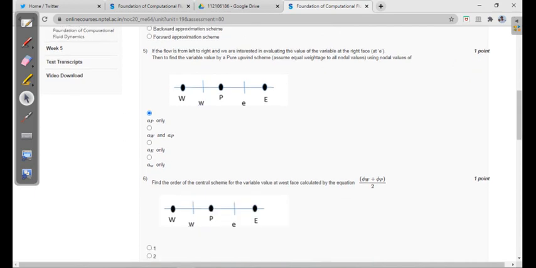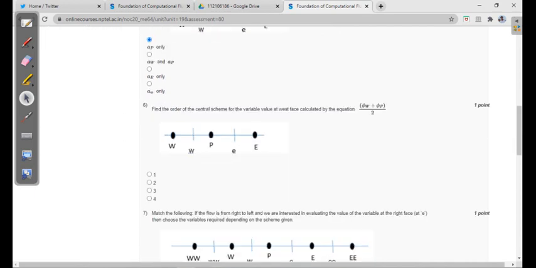Question number 6. Find the order of central scheme. Order of central scheme is 1.